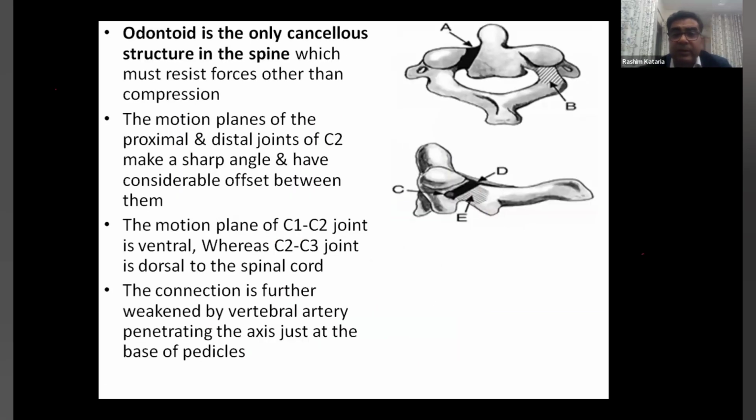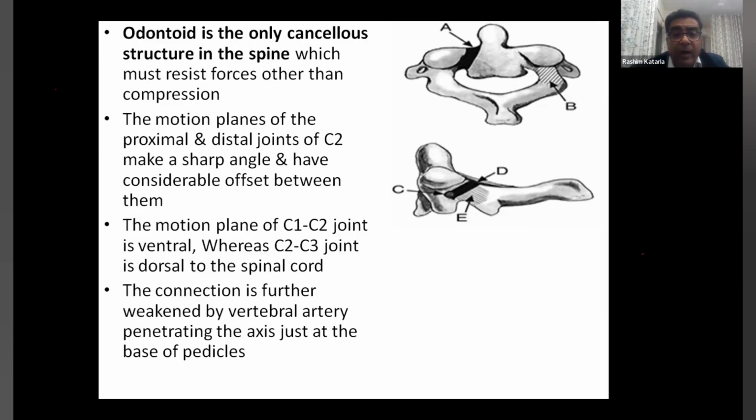This is a very important slide I would like to show. What makes the pars interarticularis very prone to fractures, and what makes the neck of the odontoid very prone to fractures? Odontoid is the only cancellous structure in the spine which resists forces other than compression. There are so many forces acting on the odontoid, not only compression forces. There is lateral bending, and there is pushing and pulling of the odontoid, and the waist of the odontoid gets too much pressure, so it is liable to fracture.